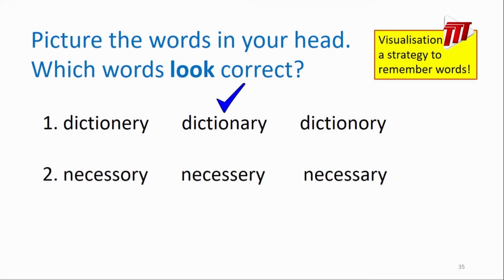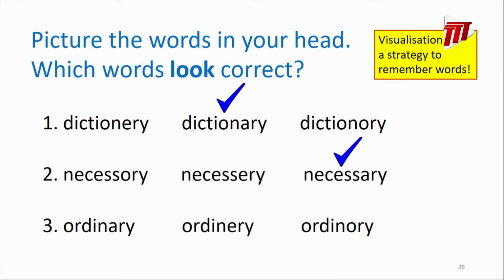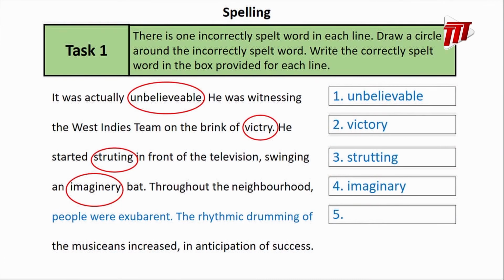Dictionary. Necessary. We have with ending ORY, ERY, ARY. Yes, it's the last one. Necessary. Ordinary. Definitely the first one with ARY. So dictionary, D-I-C-T-I-O-N-A-R-Y. Necessary, N-E-C-E-S-S-A-R-Y. Ordinary, O-R-D-I-N-A-R-Y. So going back to our passage now, remember to circle the word that is misspelled. We have imaginary with ERY, but we want the correct spelling in the box, so we write I-M-A-G-I-N-A-R-Y.